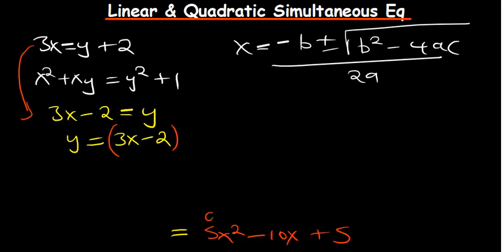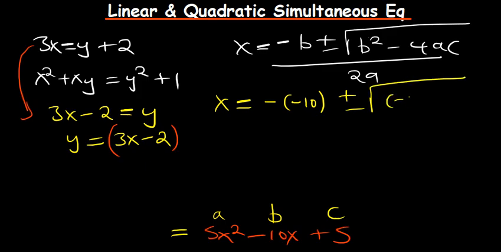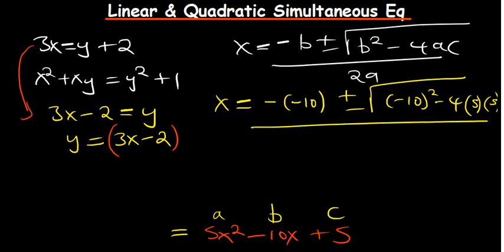So a is the coefficient of x squared, and then b is the coefficient of x, and then c is a constant. We can substitute the value of x. So for b we have a negative 10, so negative, and then negative 10, and then plus or minus the root of b squared, which is negative 10 again squared, minus 4ac. Our a is a 5, right? And then our c is a 5 as well, over 2a, which is a 5.